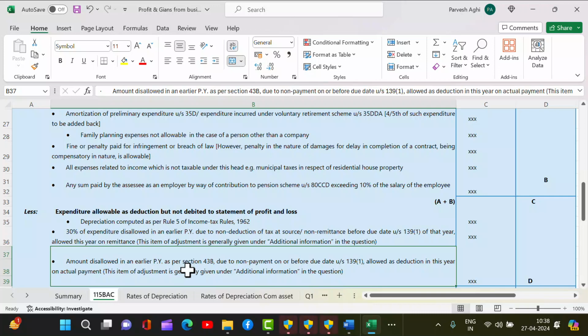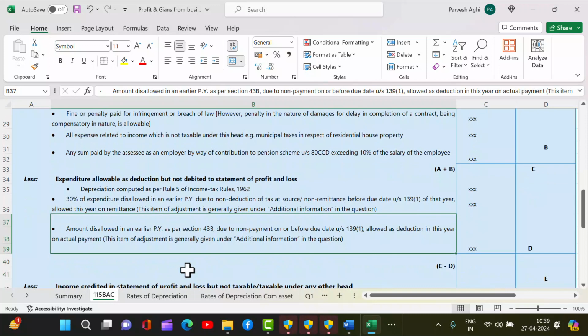Amount disallowed in earlier PY as per Section 43B due to non-payment on or before the due date, allowed as deduction in this year on actual payment. This item of adjustment is generally given under additional information in the question. So that means, if you have not paid the interest, for example, you have taken a loan from the bank, you are supposed to pay the interest in the previous year, that is PY. But if you have not deposited in the previous year, but have deposited before filing the tax return, then again you will be allowed. But if you have paid it after the filing of the tax return, then it will be allowed in the next year and not in this year.